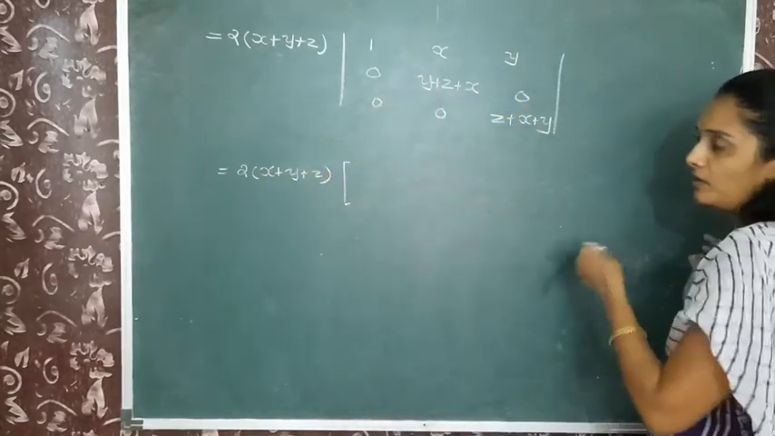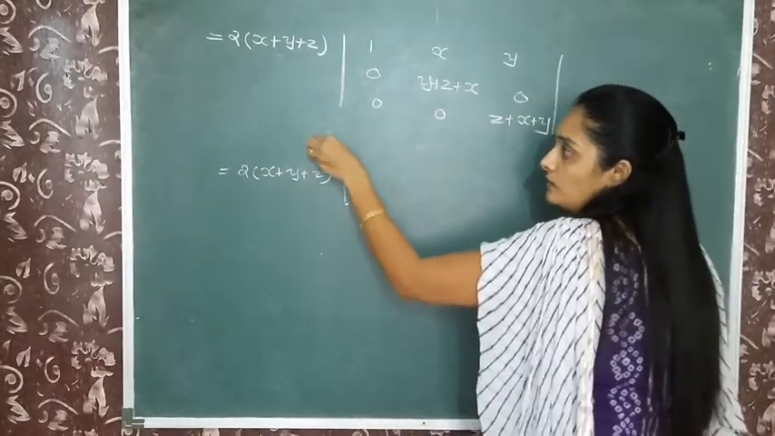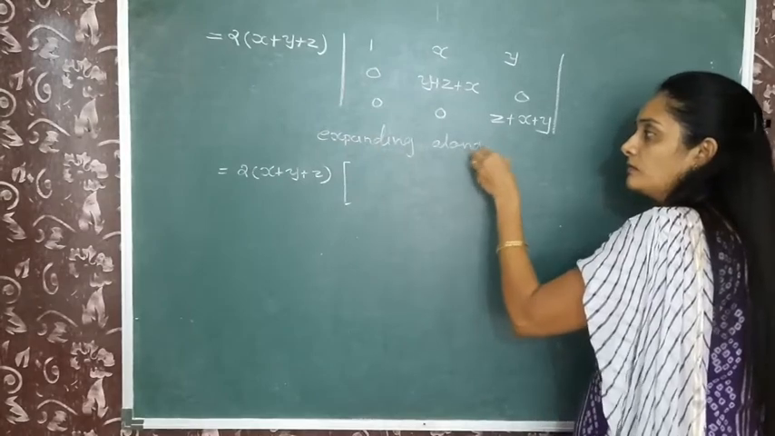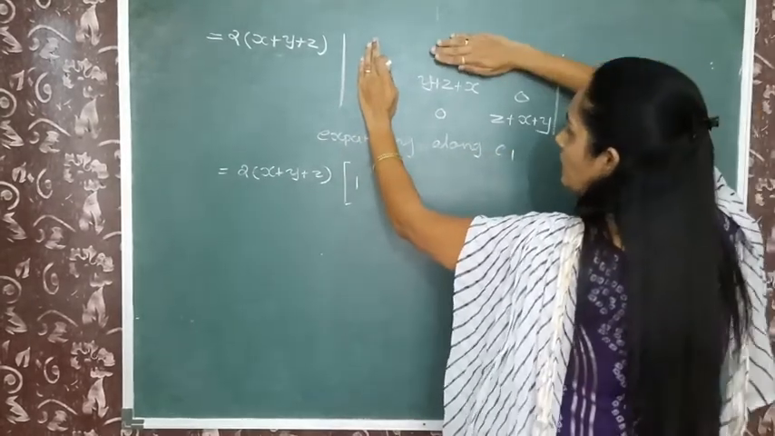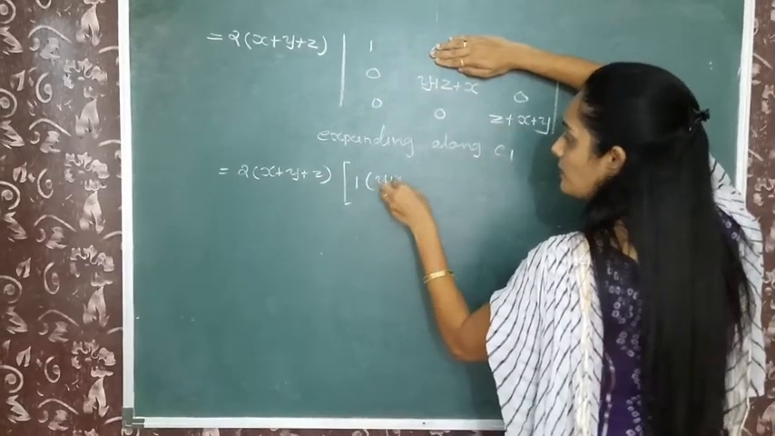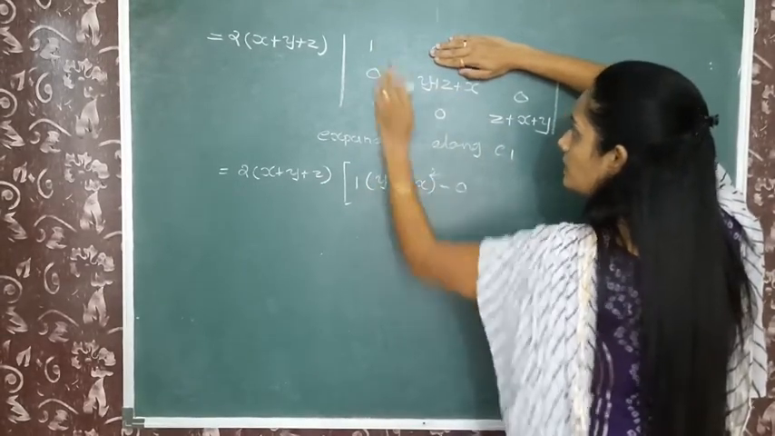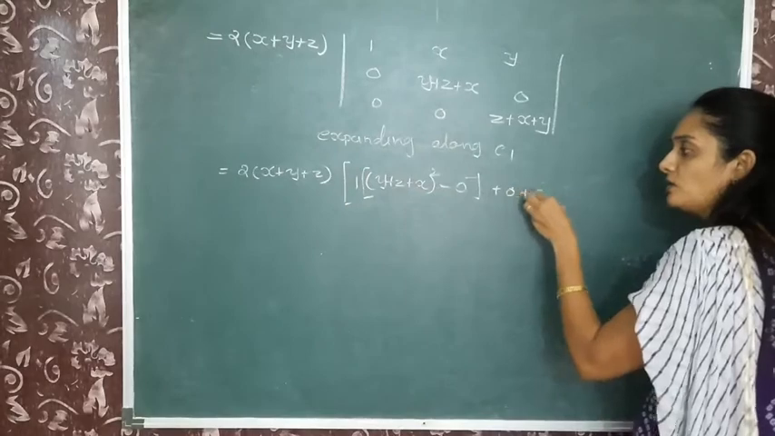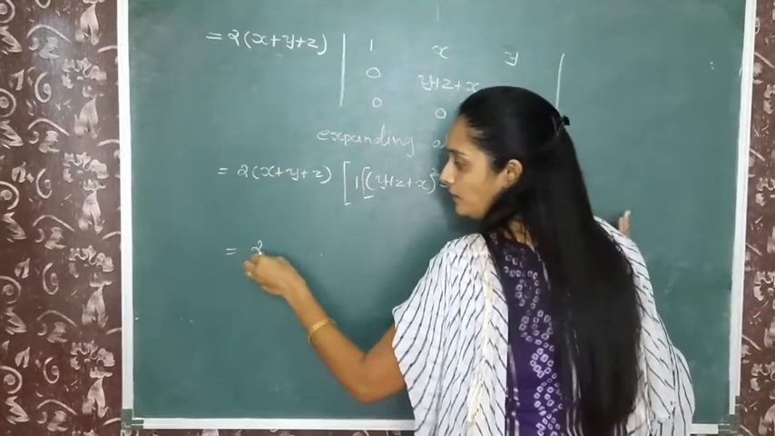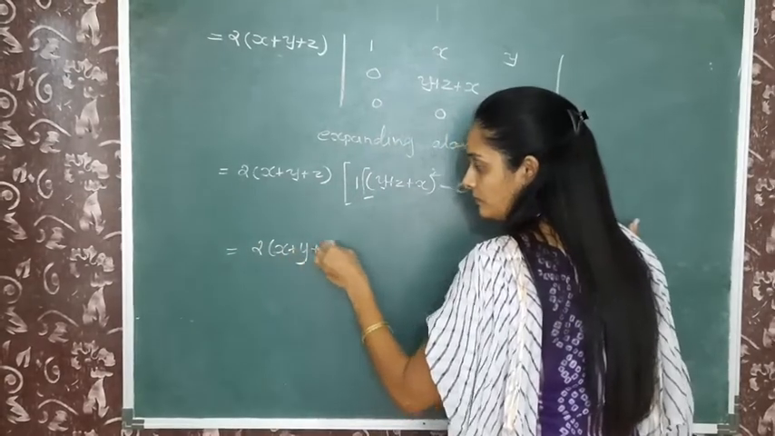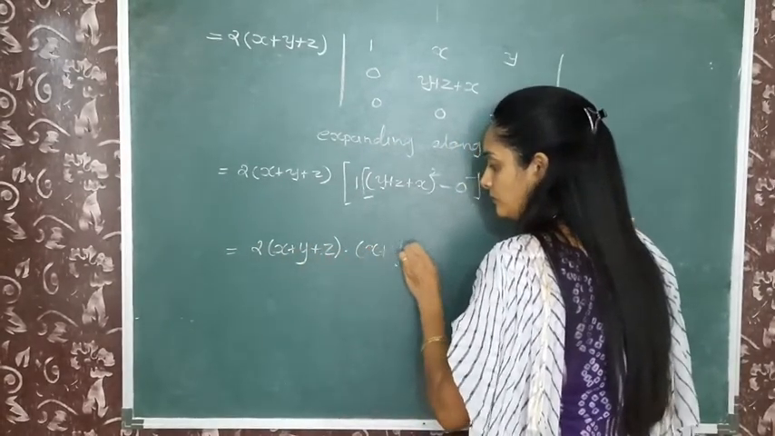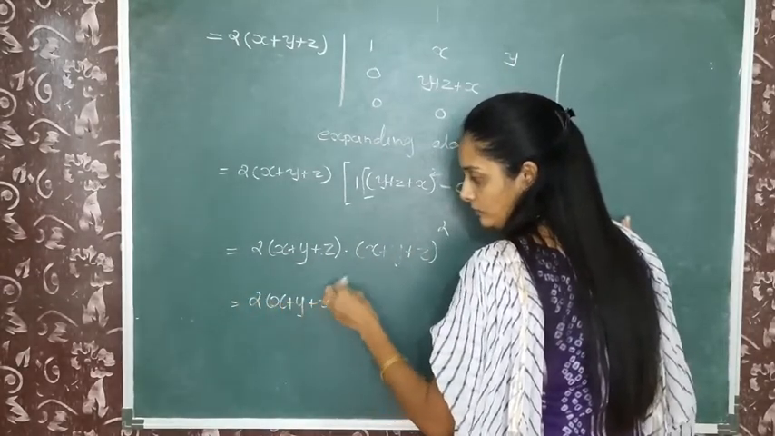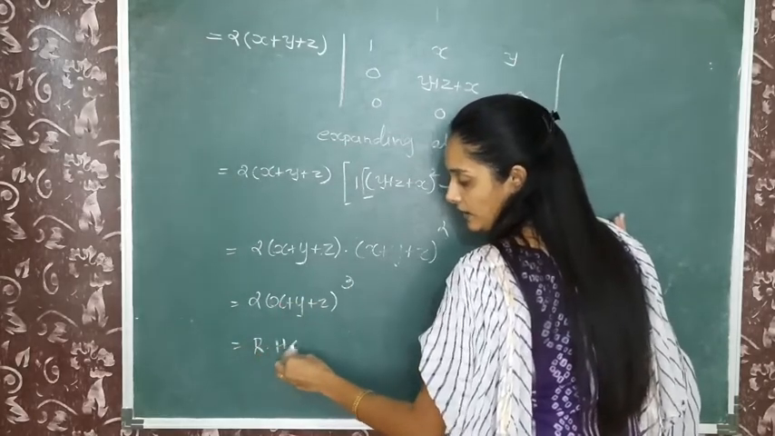Now we are expanding the determinant along C1. Then 1 as it is. So we can hide, so y plus z plus x whole square minus 0. Second element is also 0. Third element is also 0. So we have the determinant is equal to the right hand side.